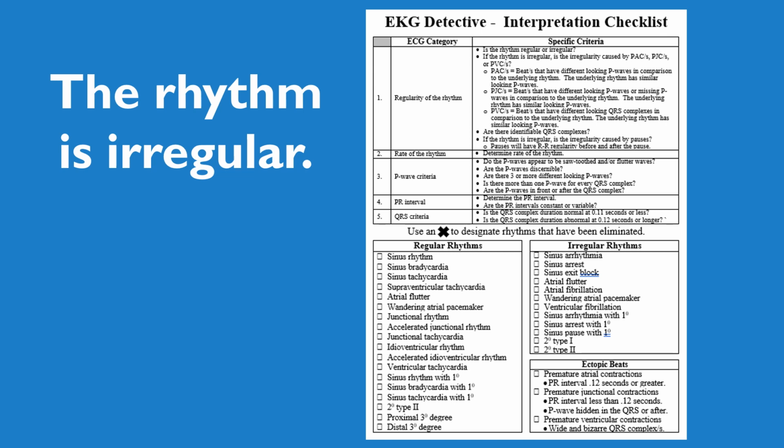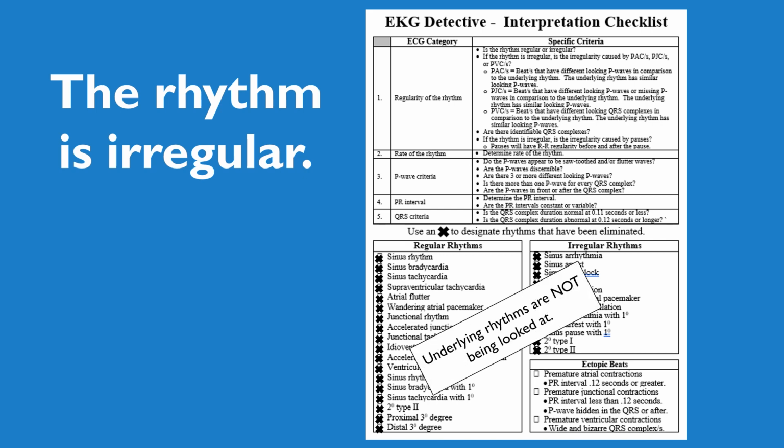Now referring to our EKG Detective checklist, since the rhythm is irregular because we have the PAC, we're going to get rid of all of the regular rhythms. But for this video, we are not going to be focusing on the underlying rhythms, so we'll get rid of all of the underlying rhythms so that we can primarily focus on the ectopic beats.